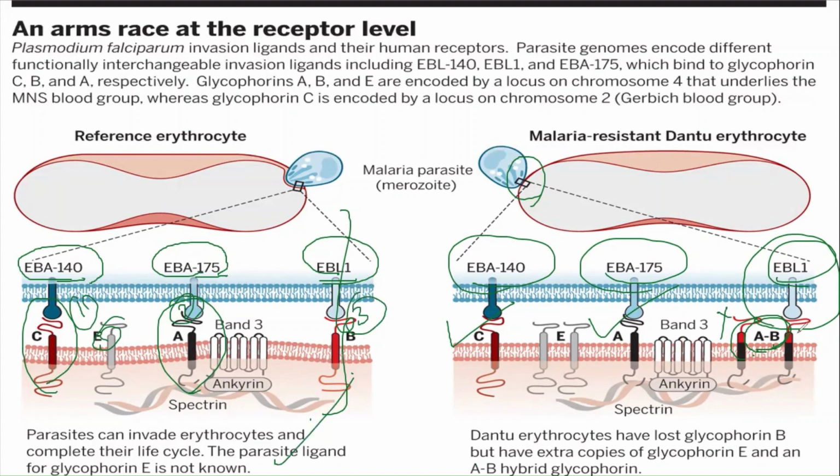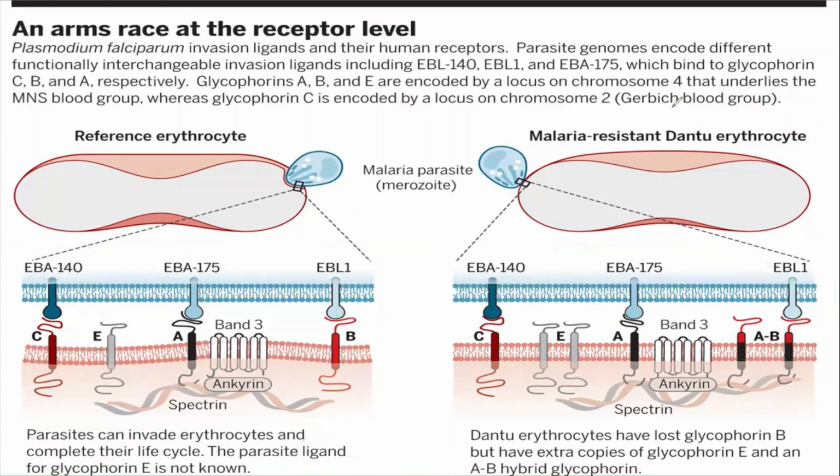Okay, but here because of this hybrid nature of glycophorin A and B, EBL1 is not able to interact properly with the glycophorin B. Hence, this requirement is not fulfilled, because of which the malaria parasite is not able to invade the RBC of this kind of protein expression on the cell surface of the RBC. Okay, and that version is called your malaria resistant Dantu erythrocyte. Okay, clear? I'm sure, I don't know how many of you must have heard about this.